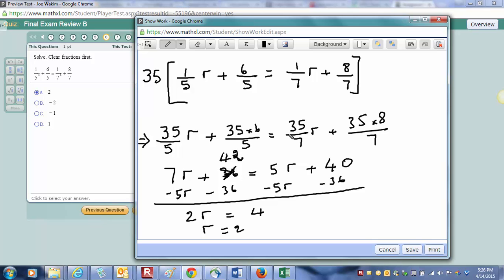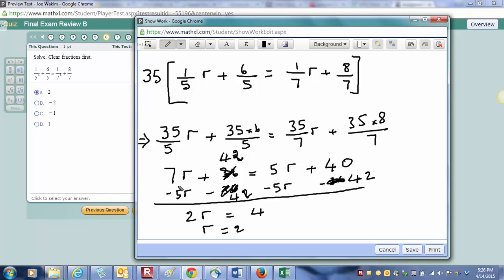Okay, and here we multiply by 35. You get 35 over 7, which is 5. And here 35 divided by 7 is 5, and 5 times 8 is 40. So the only thing we have to fix here is the 42. So we need to subtract 42 from both sides.